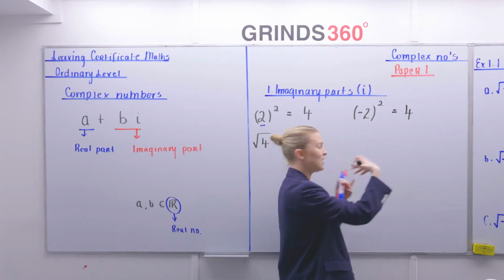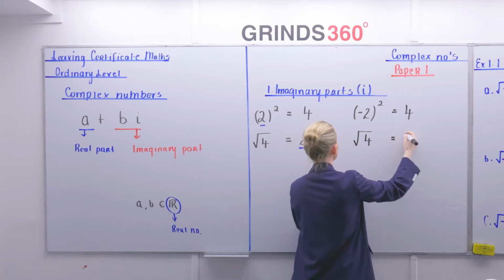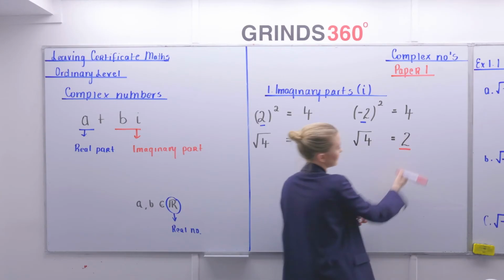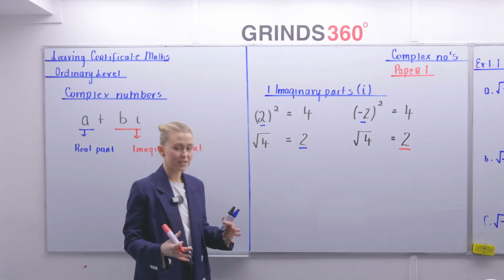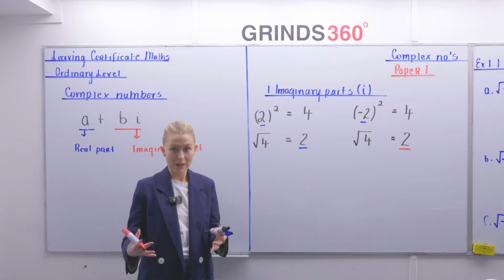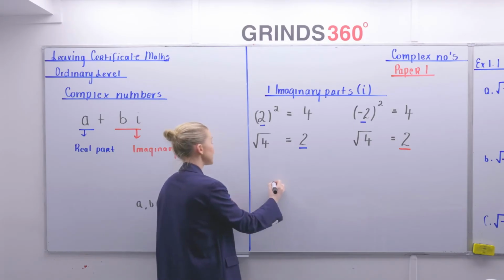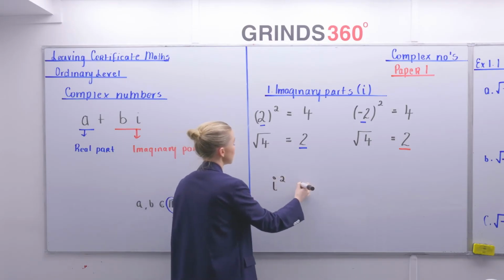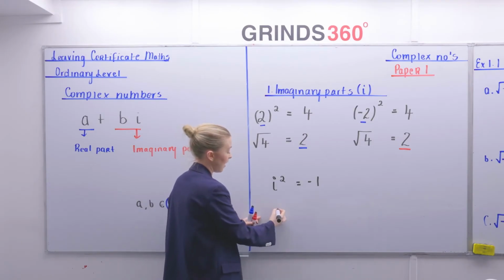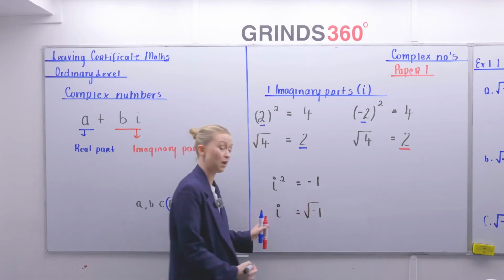But then if I try to get the inverse of that square, and I say to you the square root of 4, it brings you back to 2. So actually here there's a discrepancy. This is the reason imaginary parts were invented by mathematicians. Basically, what they said was that i squared is going to equal minus 1, and i is equal to the square root of minus 1.